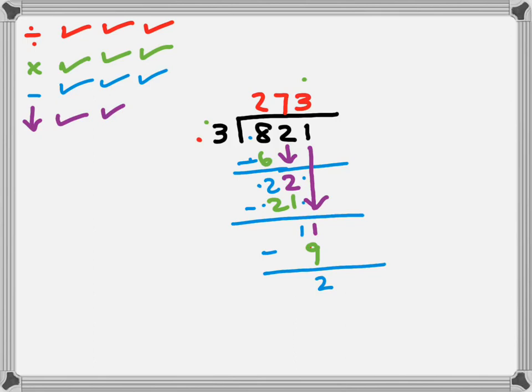Is there anything else to bring down over here? No, there's not. So we don't do our bring down step. That's the end of our division. We simply take this 2 and it goes up here as the remainder.